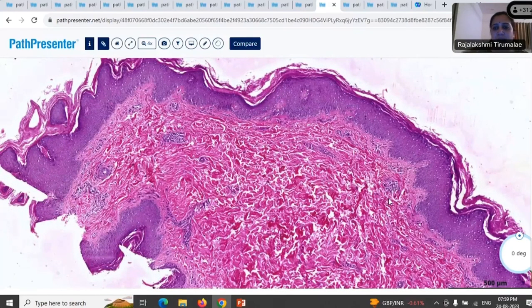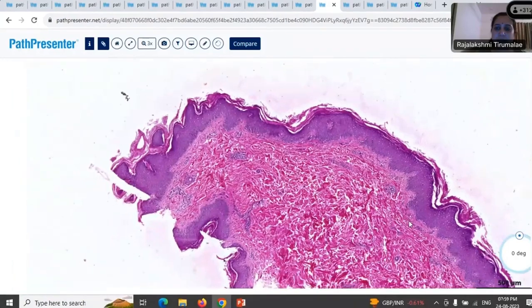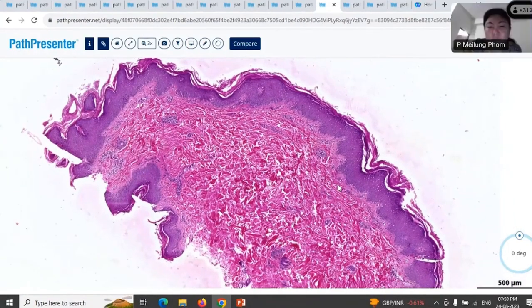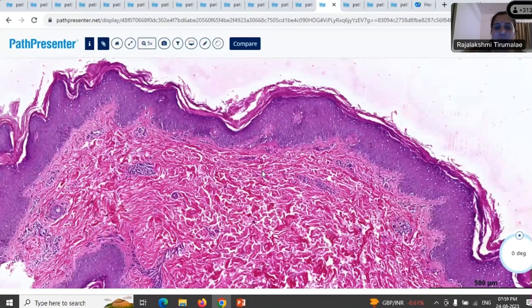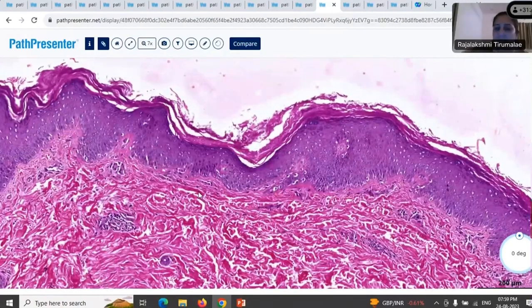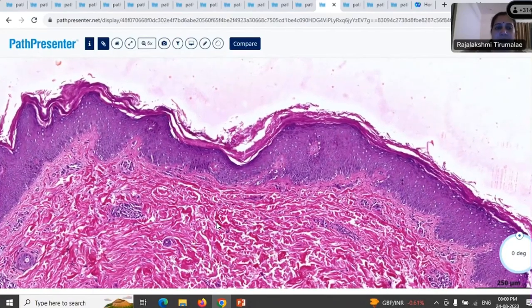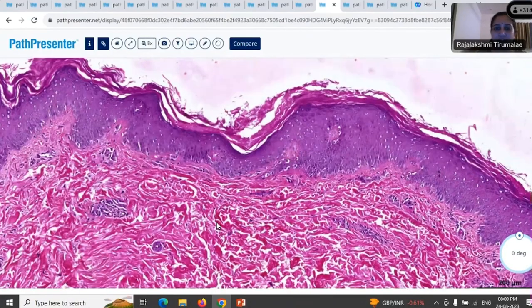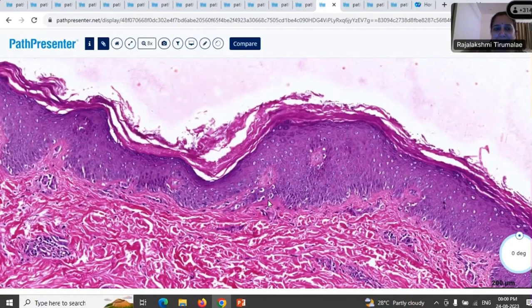So there is a very minimal or a very mild perivascular infiltrate, and combined with the fact that this is a superficial biopsy, it's very easy for you to pass it off as non-specific. But there is a clue. What is the clue here? Even the epidermis, the thickness, everything looks okay. So there doesn't seem to be anything wrong there. But where is the pathology? You picked it up. You already said it.